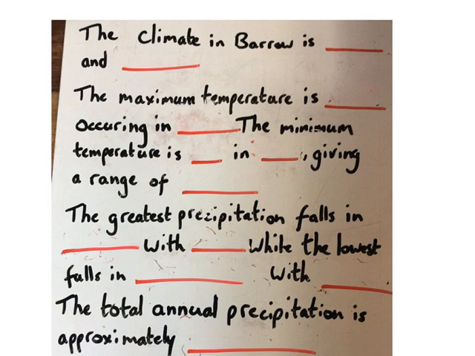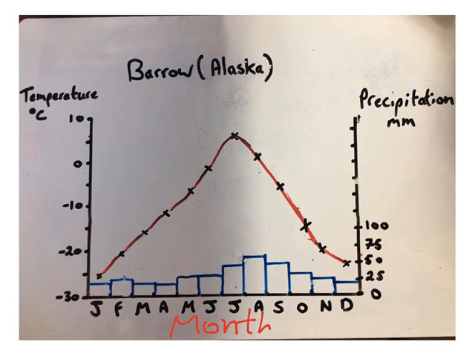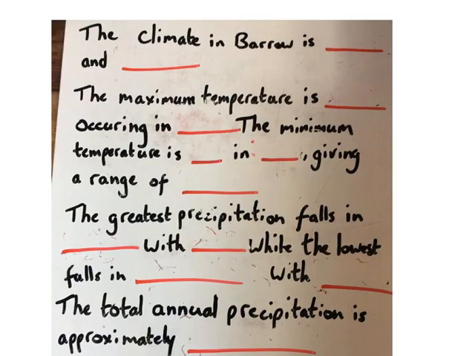But at the very start, I have this summary statement that I will be looking to fill in. It says the climate in Barrow is something and something. So this is just a general observation. If I look back here, I can see my highest temperature isn't that far above freezing and I don't have much precipitation, so I can pretty much surmise that my climate is very cold and dry. So there we go. Climate in Barrow is cold and dry, and straight away I would be getting a mark for that statement.